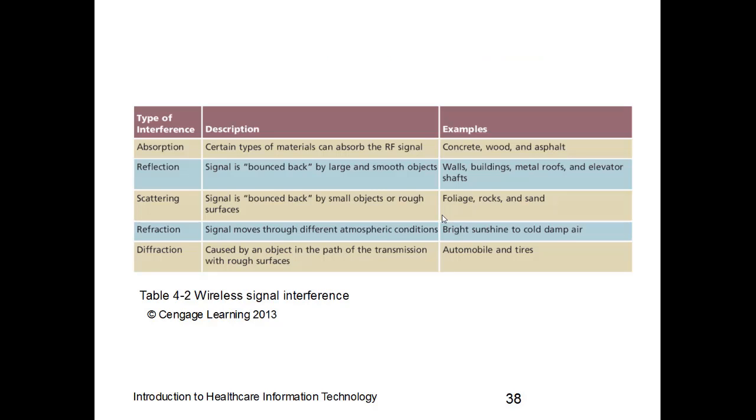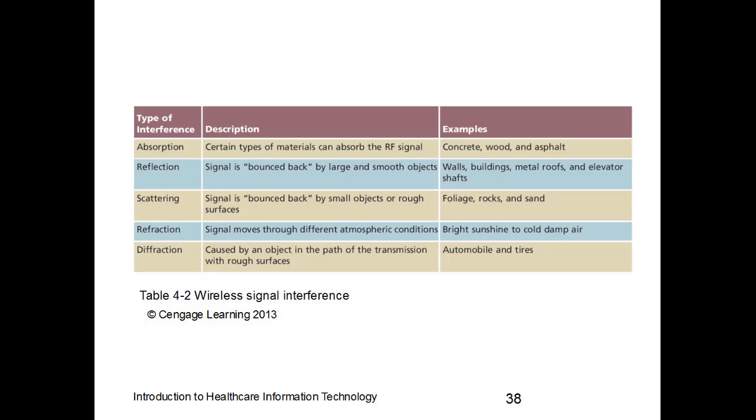In this table we have some examples of wireless signal interference, such as absorption. Materials like concrete or wood or asphalt can absorb the radio frequency signal. Reflection: the signal is bounced back by large or smooth objects, such as elevator shafts or walls or metal roofs. Scattering: the signal is bounced back by small objects or very rough surfaces, like rocks or foliage or sand. Refraction: the signal moves through different atmospheric conditions.